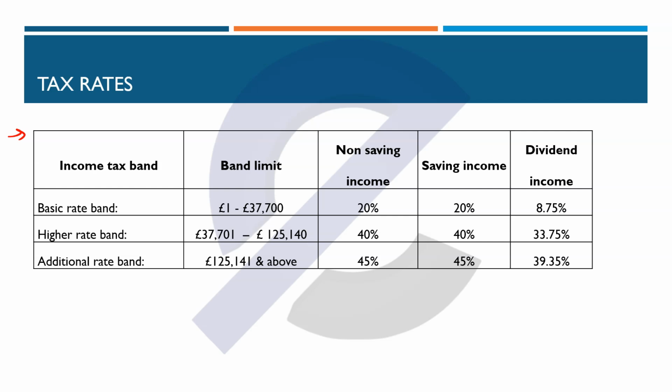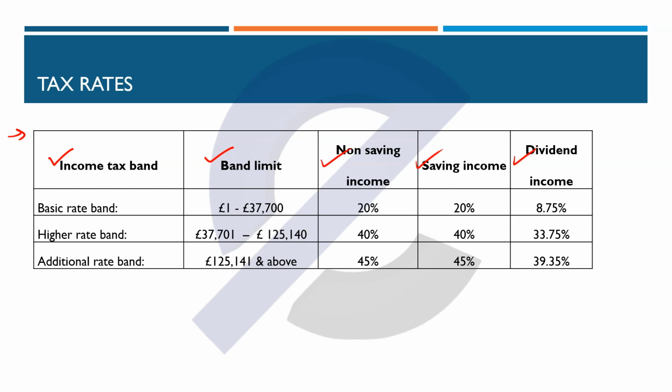Do note that this table will only come into play if you've been asked to determine the tax liability or the tax payable amount of the individual. Let's first see how the table is read. In the leftmost column, we have the income tax band names. Then we have the band limits, and then we have the three categories of income.